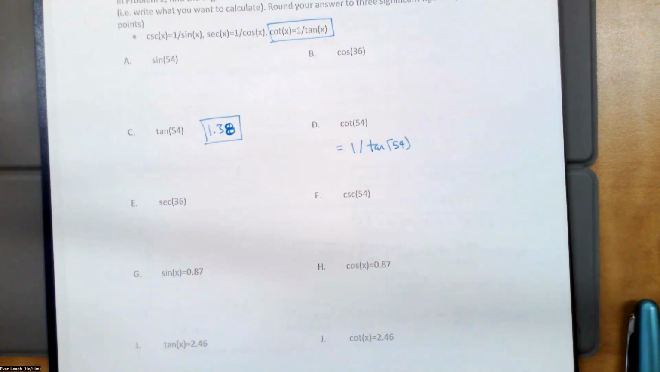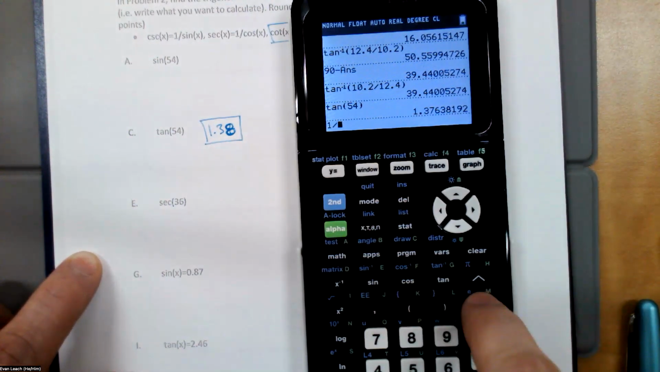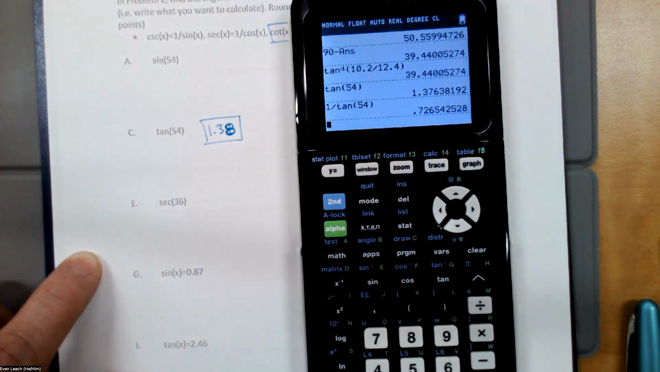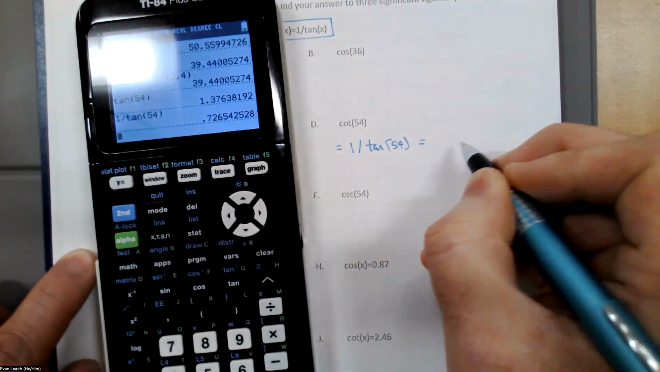So we want to do 1 divided by tangent of 54. When we have the angle, we do 1 divided by tangent. And you could type it just like you see it. 0.72, I'm not going to do this again, 0.727.